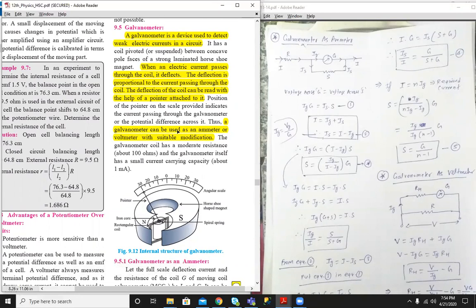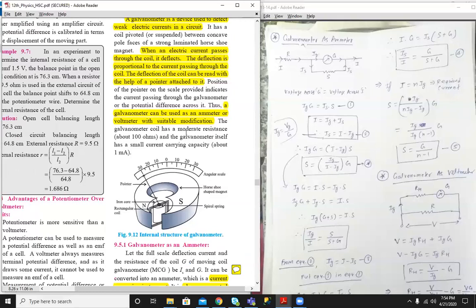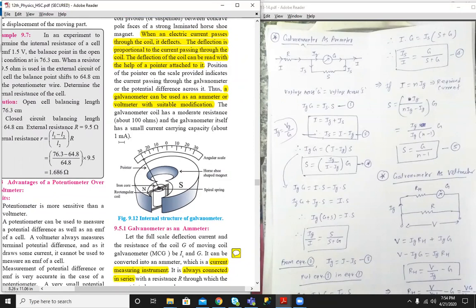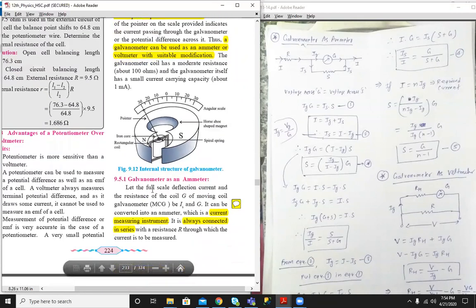A galvanometer can be used as an ammeter. An ammeter is a device which measures current, and a voltmeter is a device which measures potential difference. The galvanometer coil has a moderate resistance of about 100 ohms. Itself it has a small current carrying capacity, approximately equal to 1 milliampere. Let's see the working of a galvanometer as an ammeter.